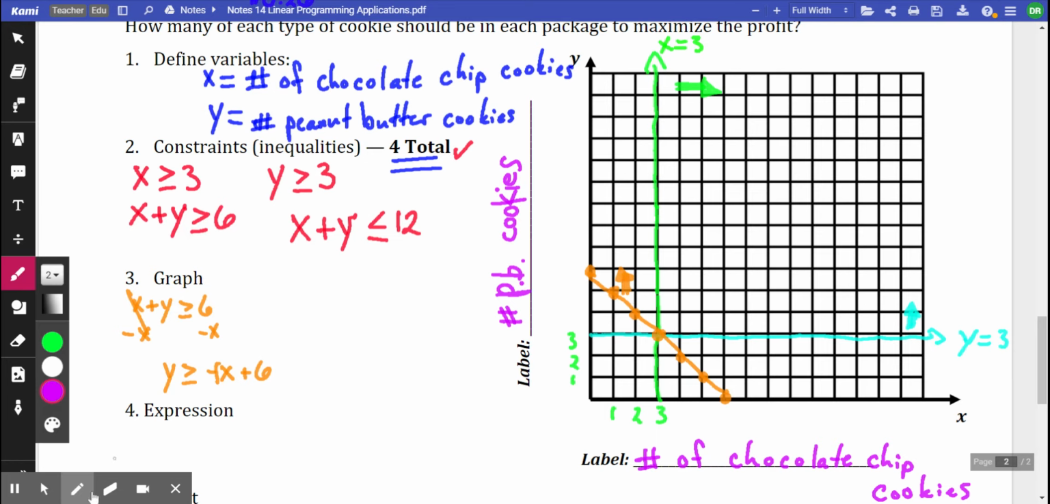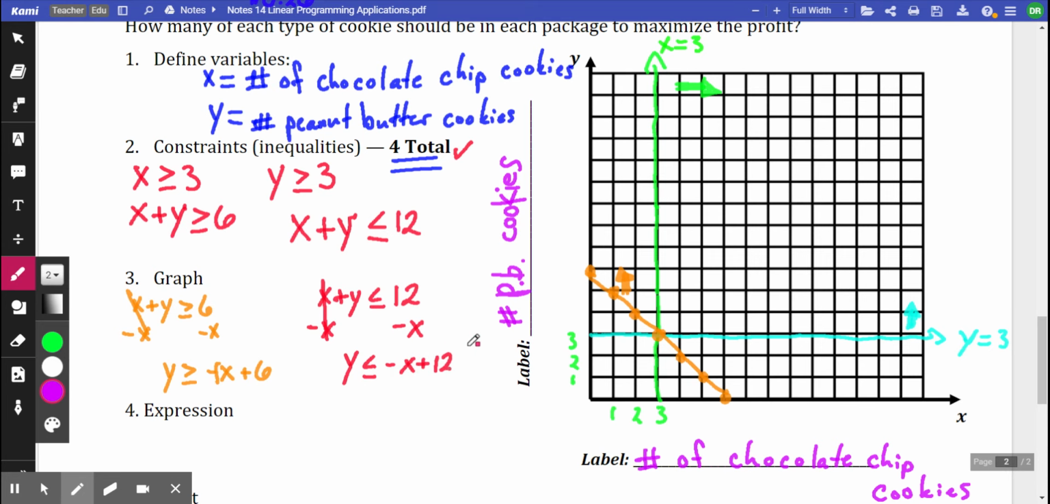We have one more, this x plus y is less than or equal to 12. Let me pick a new color here. We'll go with red on this one. Let's take this inequality, x plus y is less than or equal to 12. Let's isolate the variable y. Same idea, subtract x to cancel over here, and we have y is less than or equal to negative x plus 12.